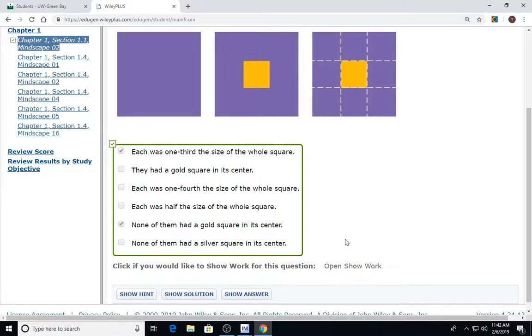Yes? Can you explain the first one? Each was 1/3 the size of the whole square. So you're thinking, well, wait, this is a 1/9, right? It's not a third, it's a 1/9. He means lengthwise. So if you took a ruler and laid the ruler down, each one of these is 1/3 the whole length. Okay, thank you. Any other questions? Was that your question?